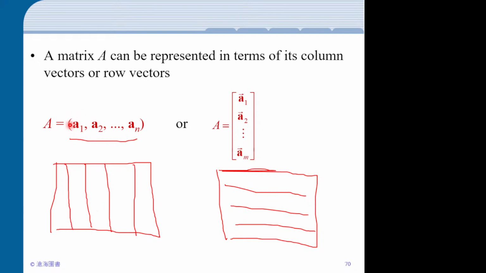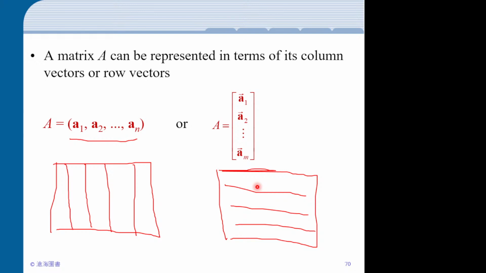Remember when we write those in bold case, it's a column vector, and then we have those in bold case with a vector sign, and this is a column vector and this is a row vector. Okay, so this is just a different way to partition your matrix into vectors.